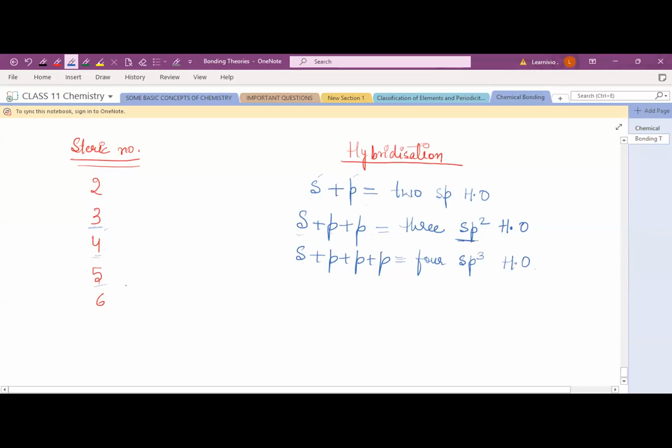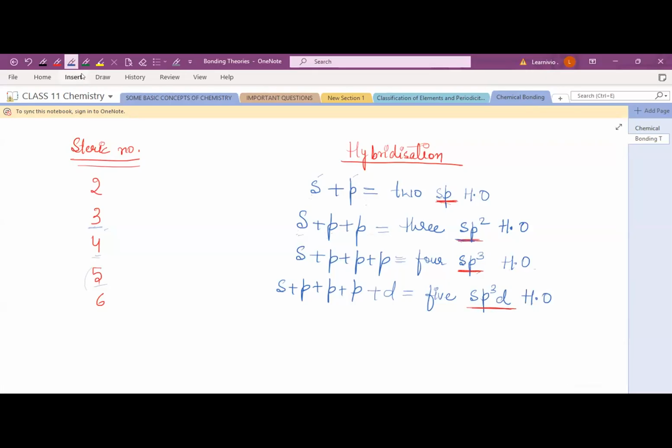Similarly, if the steric number is 5, you will write s plus p plus p plus p. Now p has maximum 3 orbitals. Which orbitals will participate? Steric number 5 means s, p, p, p plus d. After p, d will come and they participate. So how many hybrid orbitals will be there? 5. And the hybridization is sp3d. So this is your hybridization: sp, sp2, sp3, sp3d.